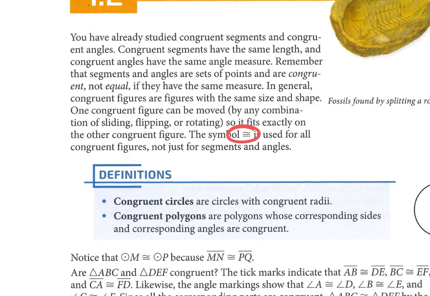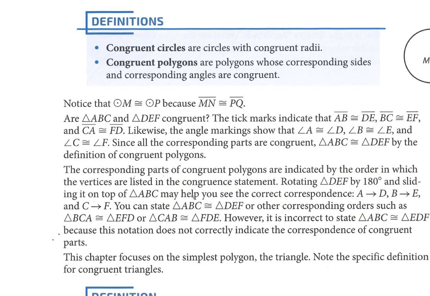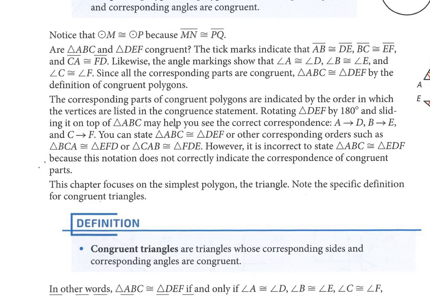Now, they list out here congruent circles, congruent polygons, and then congruent triangles. They're all on this page in those little blue boxes. But all of them are the same idea. Congruent circles need to have congruent radii. Therefore, they're going to be the same shape and the same size. Congruent polygons need corresponding sides and angles to be congruent for them to be congruent. And the same thing's true for triangles. Congruent triangles need corresponding sides and corresponding angles to be congruent.